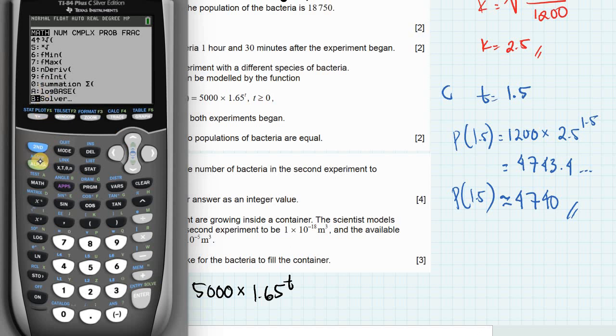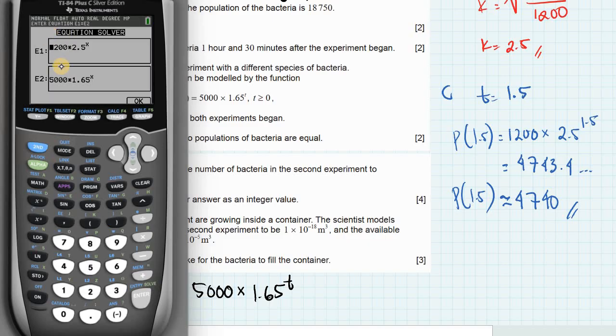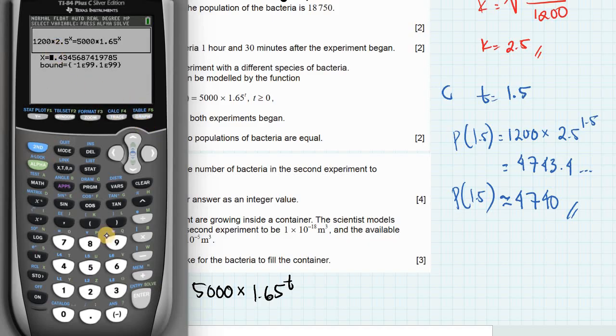So you go to numeric solver, press math, go to numeric solver, enter, and then you input your equation. I already input the equation. The first equation is 1200 times 2.5 to the power of x, not t, because our calculator recognizes x, not t. Second equation is 5000 times 1.65 to the power of x. And then press OK, and then you solve it, enter like this. Okay, so we have x equals 3.4345.